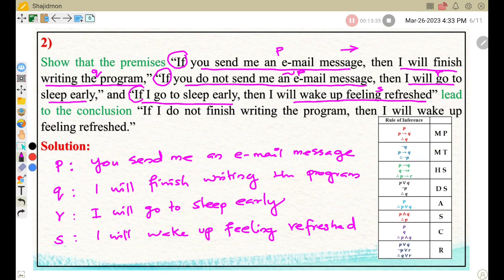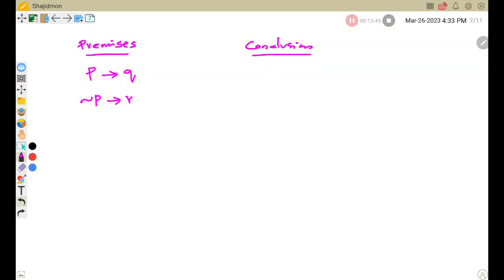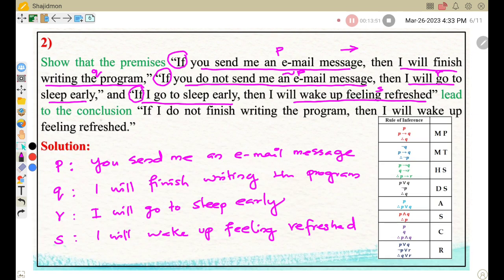Okay, that is also an "if" statement, a conditional statement. If I go to sleep early, then I will wake up feeling refreshed. That is S. So R gives S, R implies S, a conditional statement. Now we lead to the conclusion.